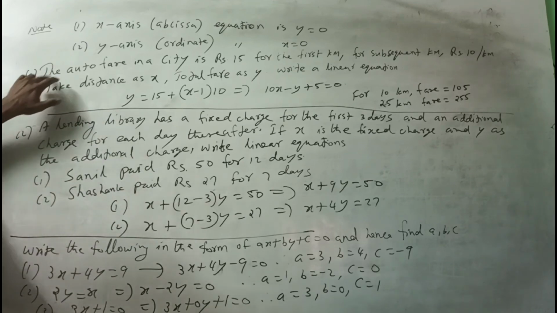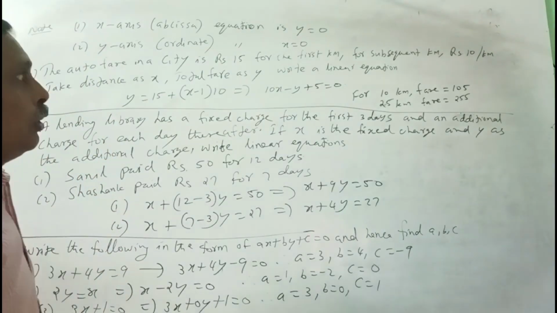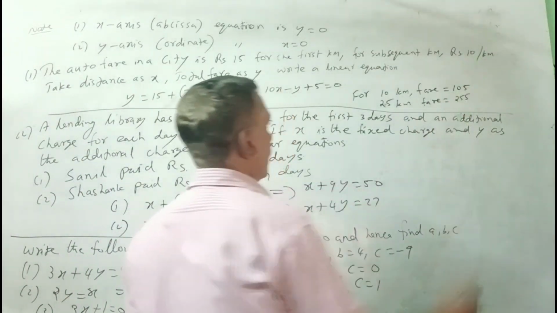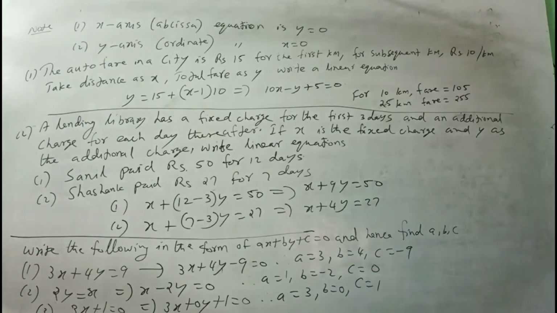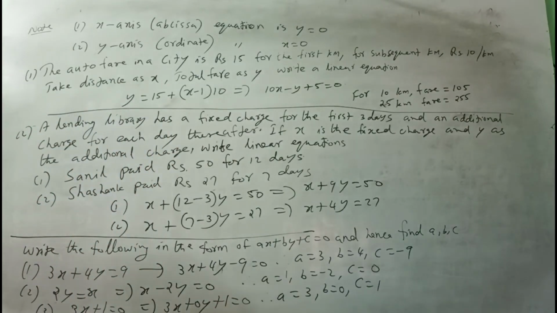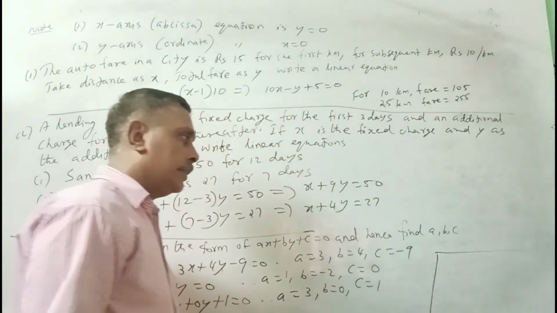Now there is a variable. The auto fare in a city is rupees 15 for the first kilometer, and for subsequent kilometer rupees 10 per kilometer. Take distance as x and total fare as y. Write a linear equation. So what's the meaning of that question? First of all, we see. Here I will show you what's the meaning of that.